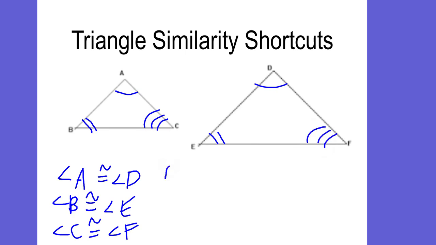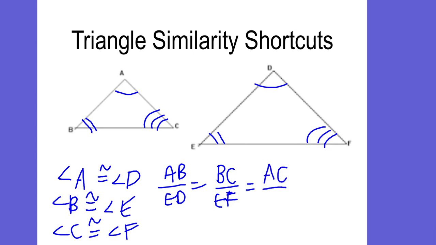and then show that the ratio of AB to ED is the same as the ratio of BC to EF, which is the same as the ratio of AC to DF. Wouldn't that be such a pain? That would be so annoying if I had to prove that all of these angles were congruent and that all of those ratios were proportional.